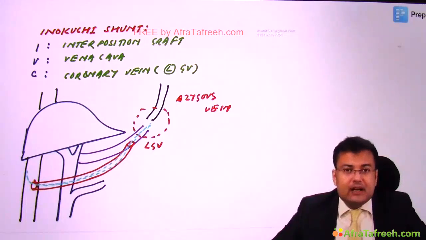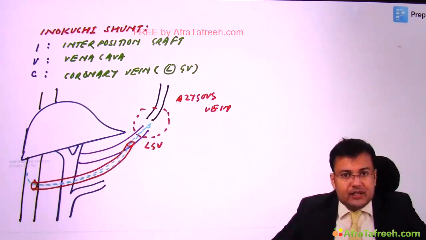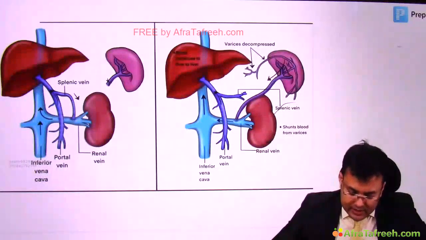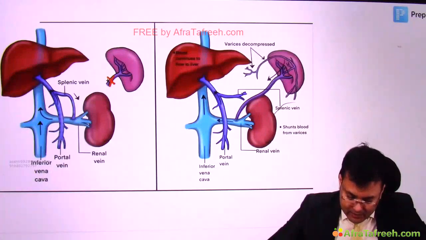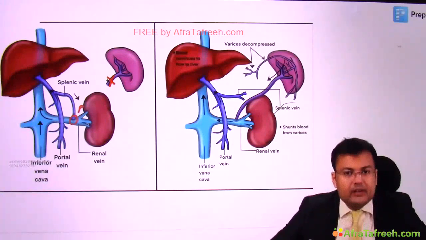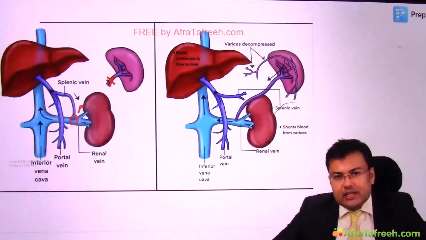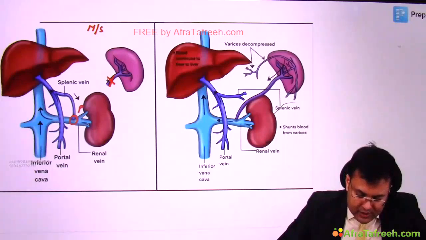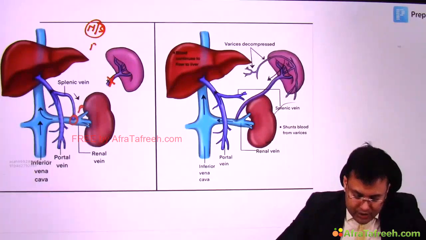Shunt is a very important topic. It is frequently asked in exams. Sometimes image-based questions are asked, especially in NEET and DNB. So tell me, what is the name of the shunt? Here you can see the splenic vein is divided and the proximal part is sutured to the renal vein. So what is the name? Is this a selective shunt or non-selective shunt? This is a type of non-selective shunt. And which one? This is proximal splenorenal shunt.